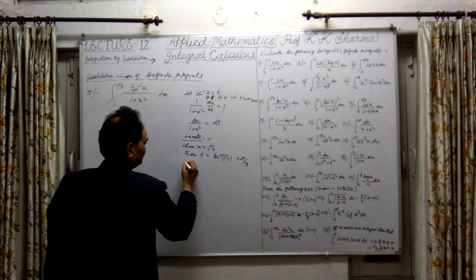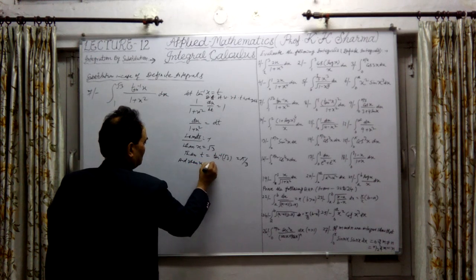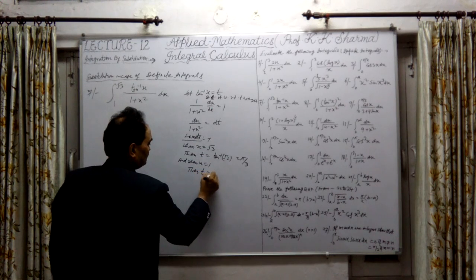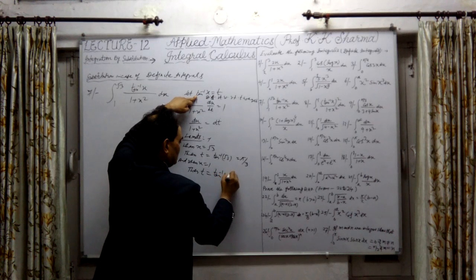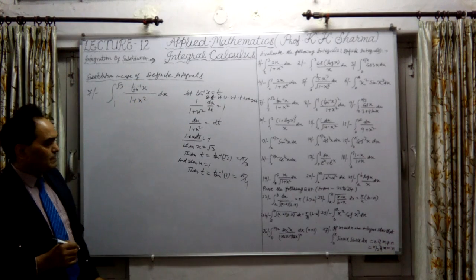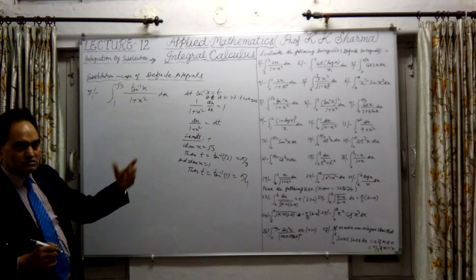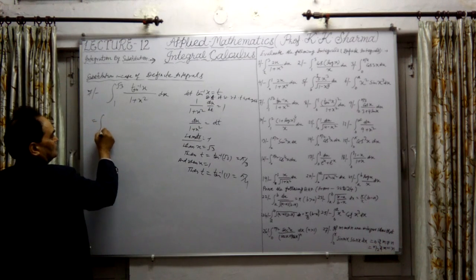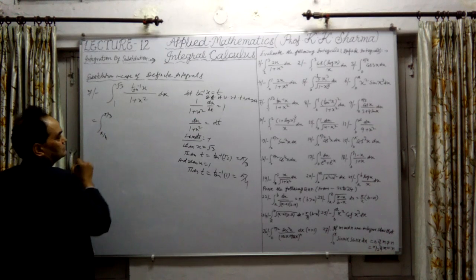Now when x equal to 1, the lower limit, then t is equal to tan inverse 1. So tan inverse 1 is pi by 4, because tan 45 degrees equals 1. So this is pi by 4. That means the limits are now pi by 4 to pi by 3, that is 45 degrees to 60 degrees.